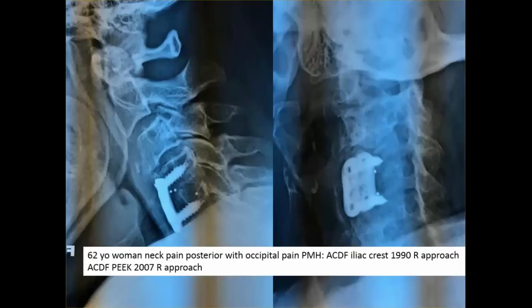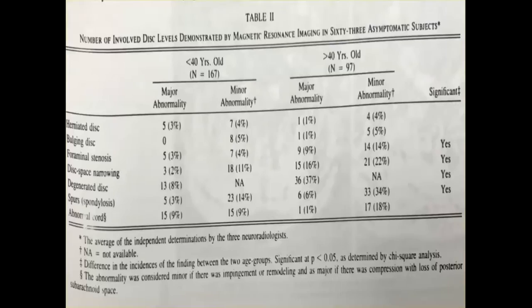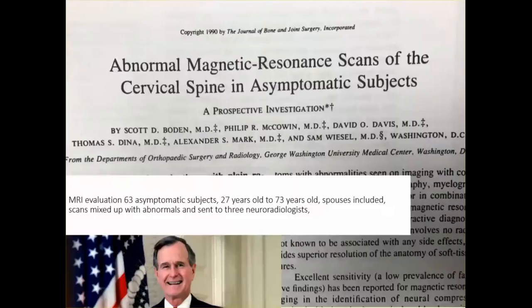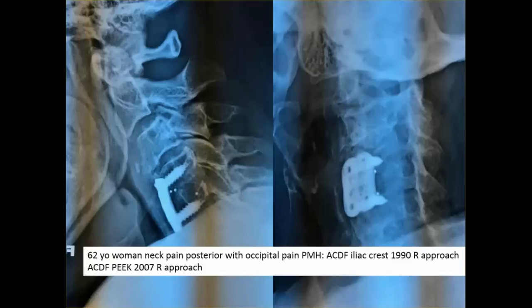Looks solidly fused, doesn't it? So just if you go back, at C3, C4 was normal in 2004, and you can see C4, C5 had the problem. So C4, C5 had successful surgery, and now C3, C4 is symptomatic and has a problem.